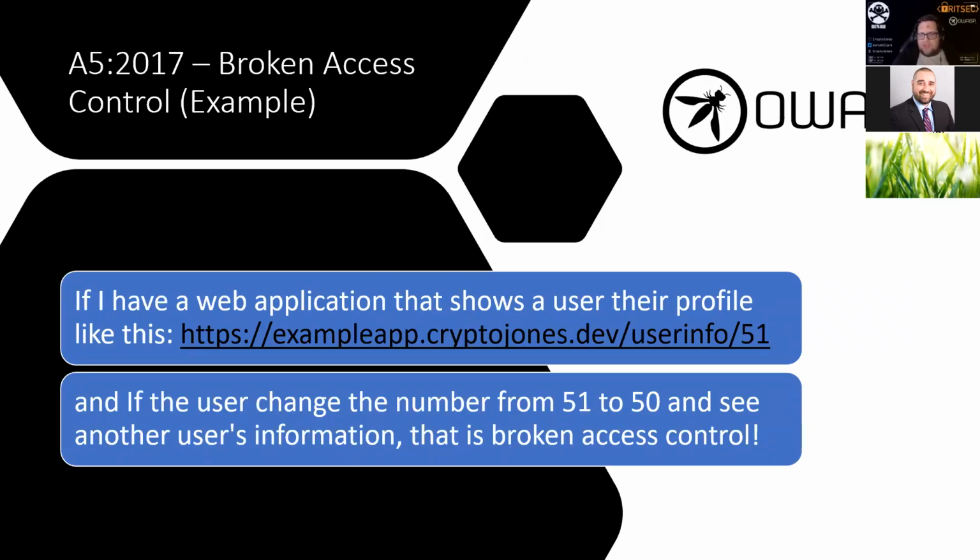Number five is broken access control. So for example, let's say I have a web application that shows a user their profile, and this is the URL they get to. If the user is sneaky and changes this 50 to 51, hits enter, and it brings him to some other user's profile, seeing sensitive information of other users, that means my access control is broken. I shouldn't be allowing that user to see other people's stuff just by changing a field in the URL.